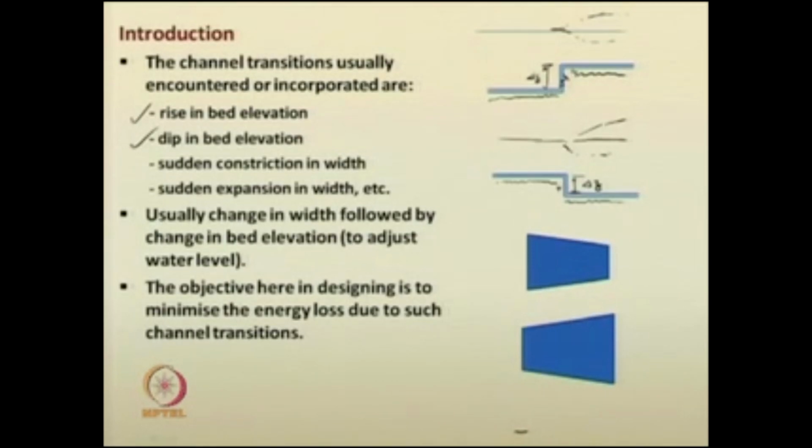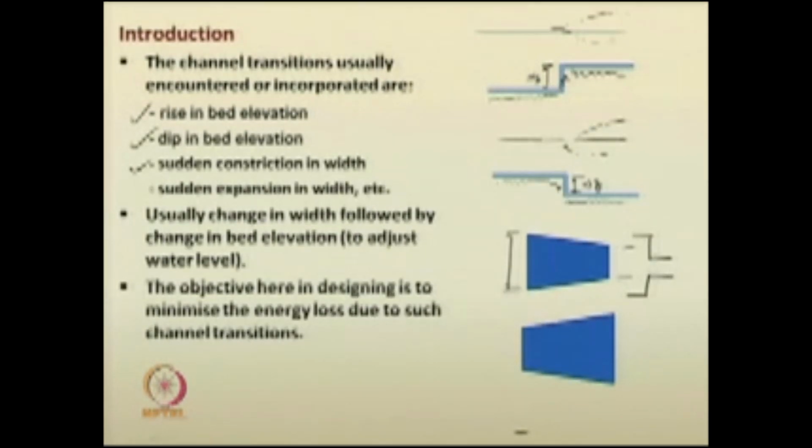Another type of channel transition that may be encountered is where the width of the channel gets decreased. Here, say the width is quite large and here it is quite less. You may also see a similar situation, say a quite wide rectangular channel getting constricted into a narrow rectangular channel.